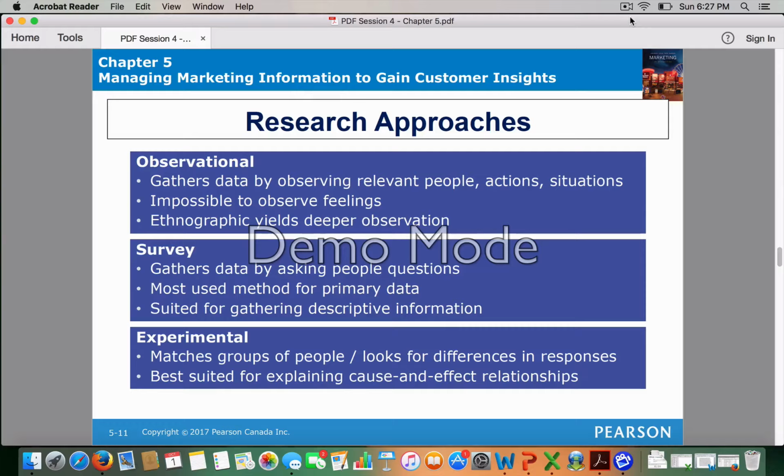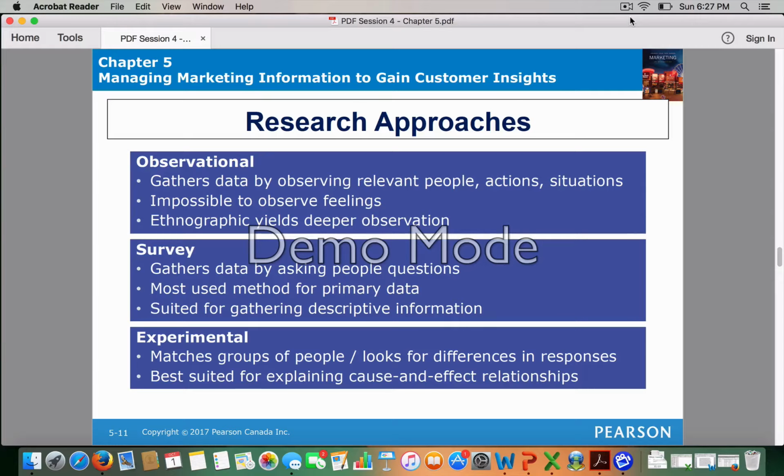And then the last one is experimental, which is about matching groups of people and looking for different responses based on different stimuli. It's really effective for explaining cause and effect relationships, or causal research, but it's quite expensive and time consuming to do because in order to do experimental research really well, you have to have a controlled environment. You have to almost set up a lab type experiment.